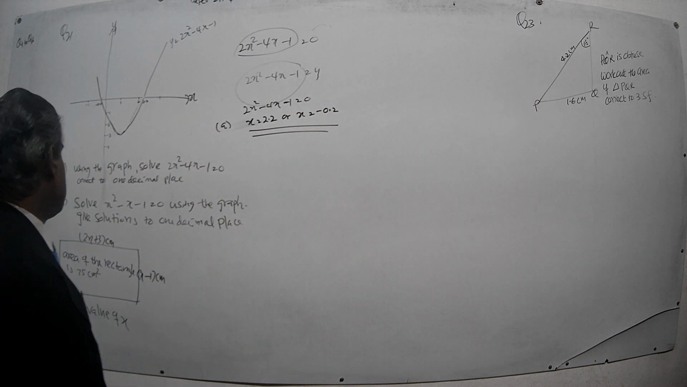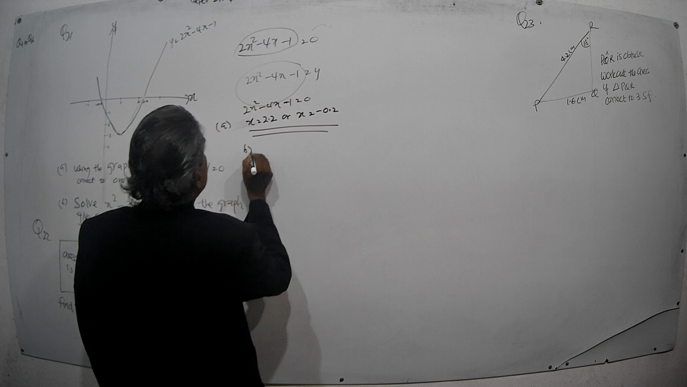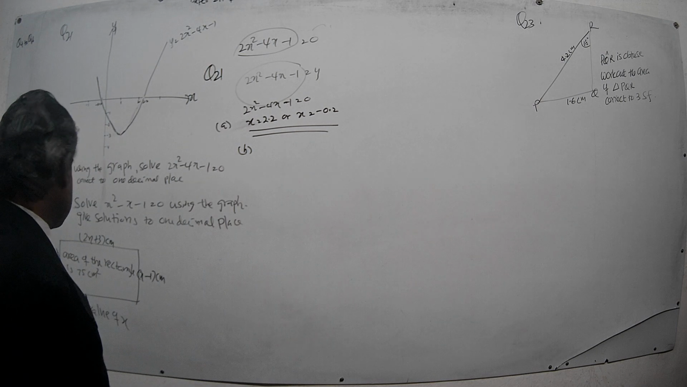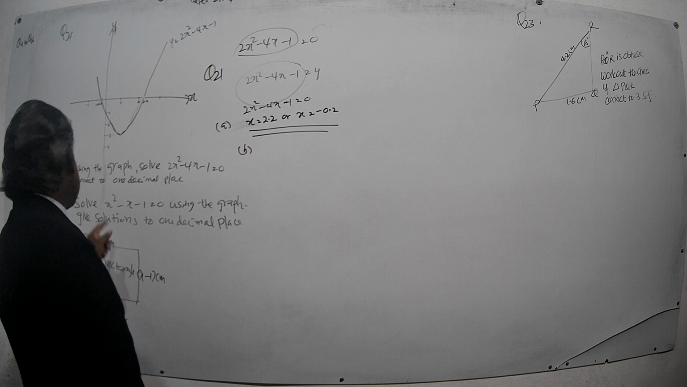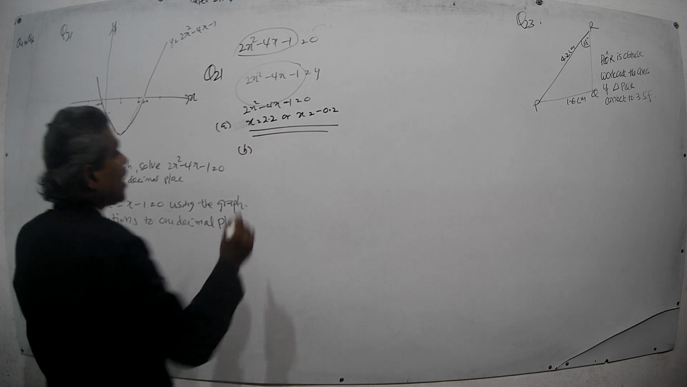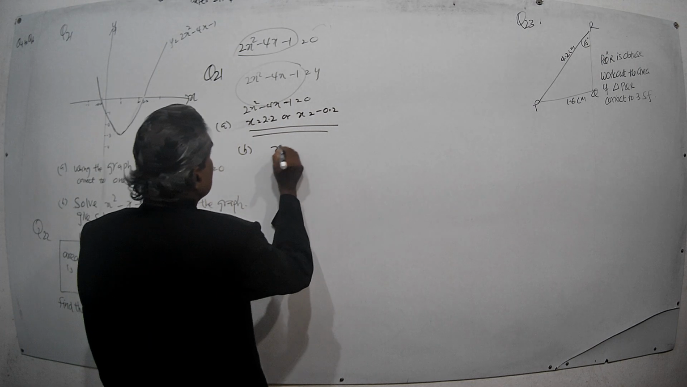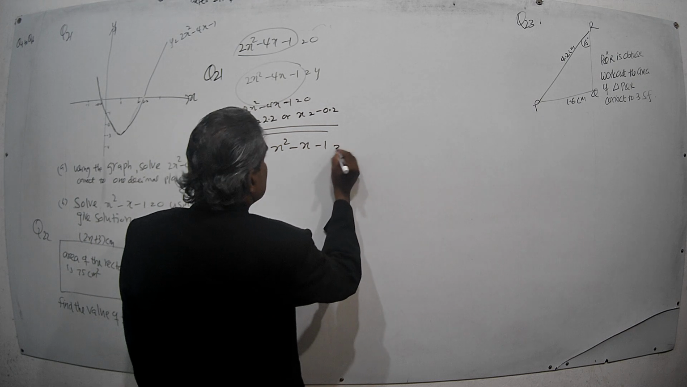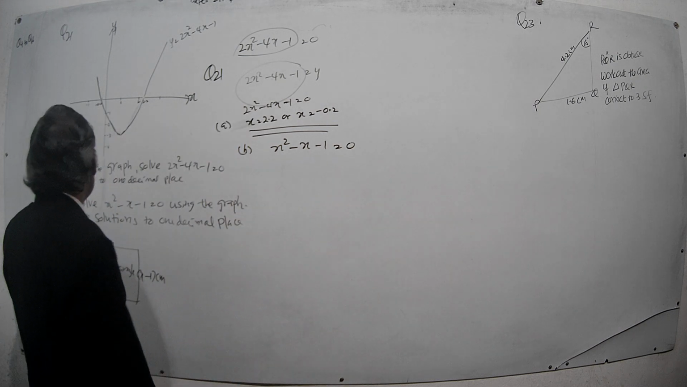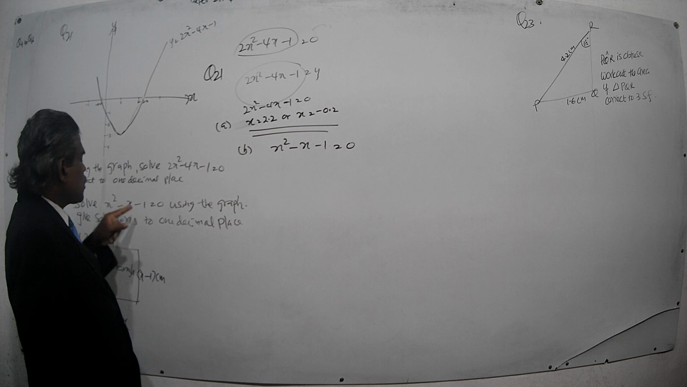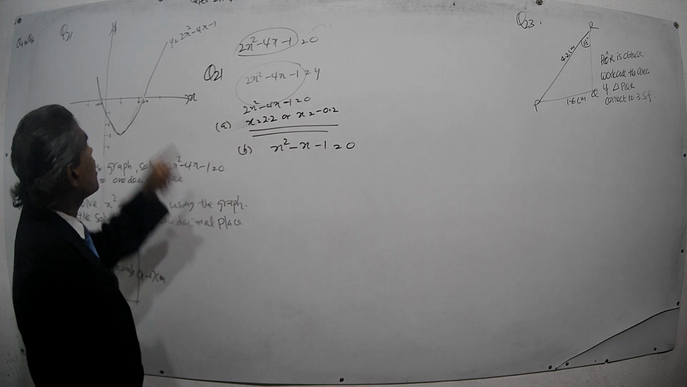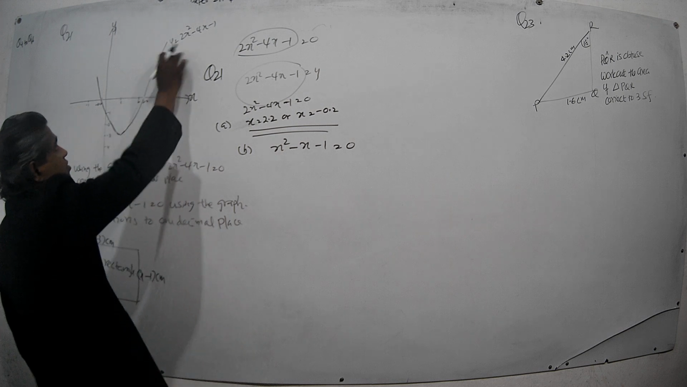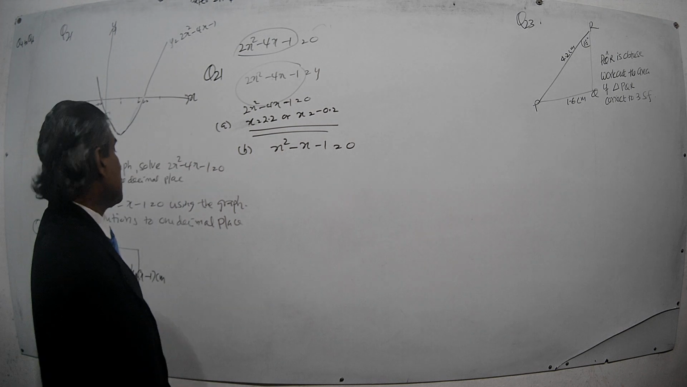Right. Then part B. In part B they have given a different equation and ask you to solve it: x squared minus x minus 1 equals 0, using the graph. They say solve x squared minus x minus 1 equals 0 using the graph of y equals 2x squared minus 4x minus 1.